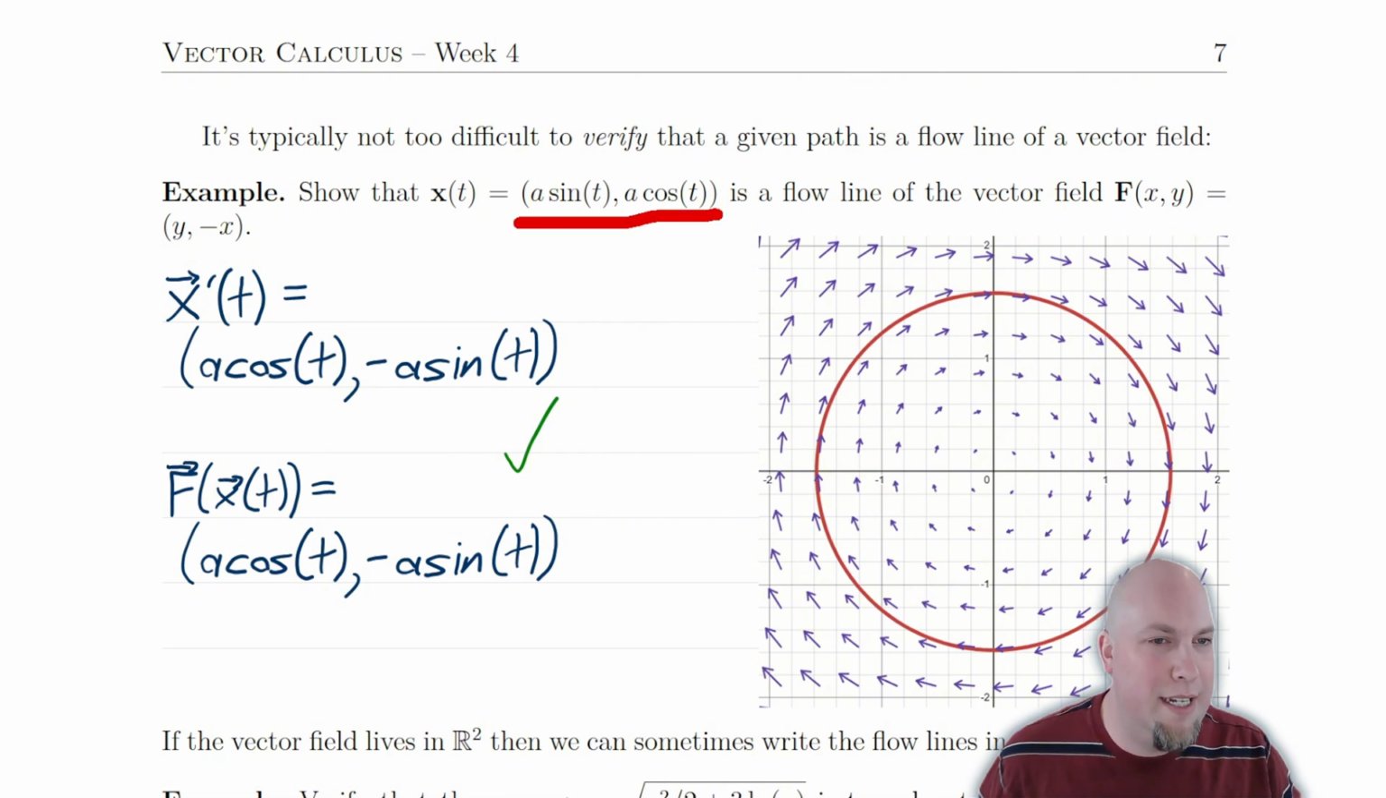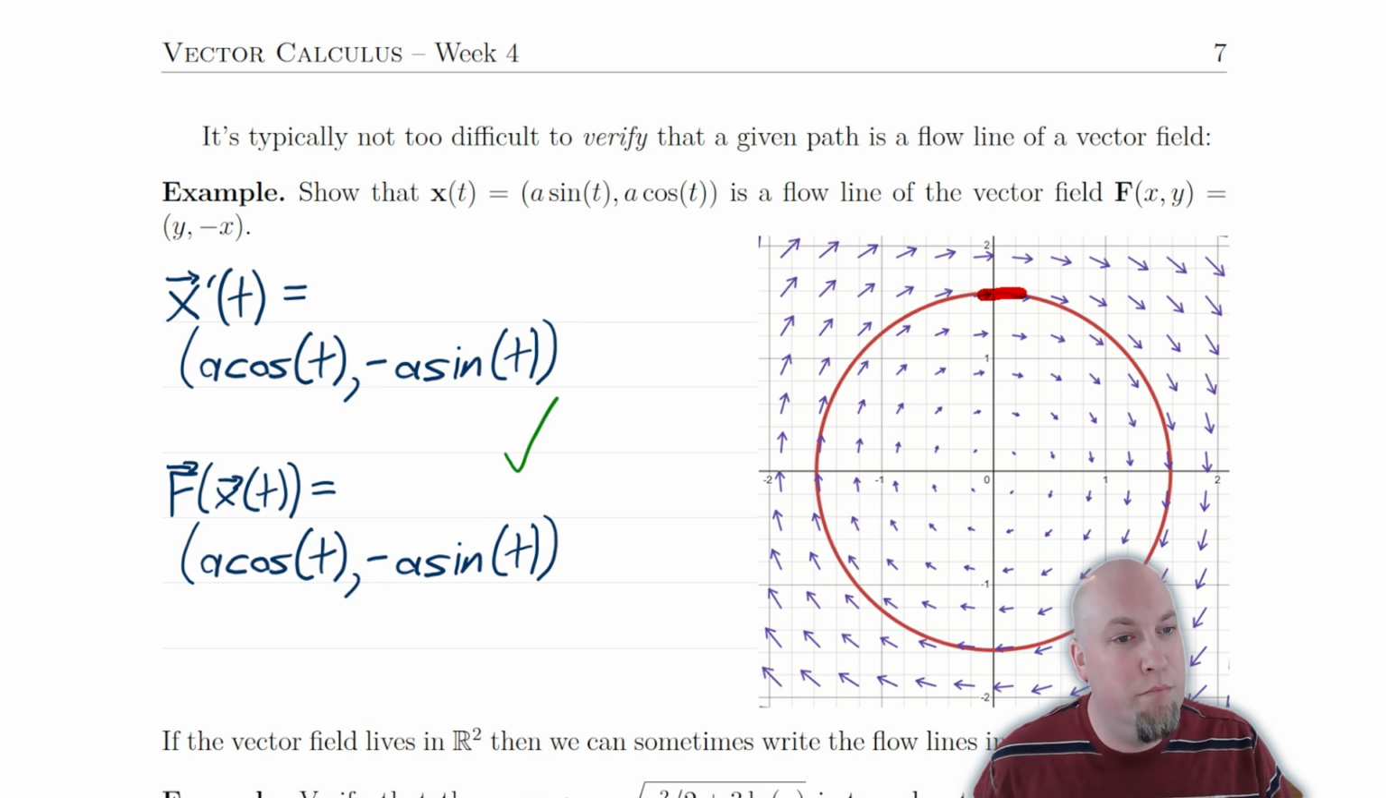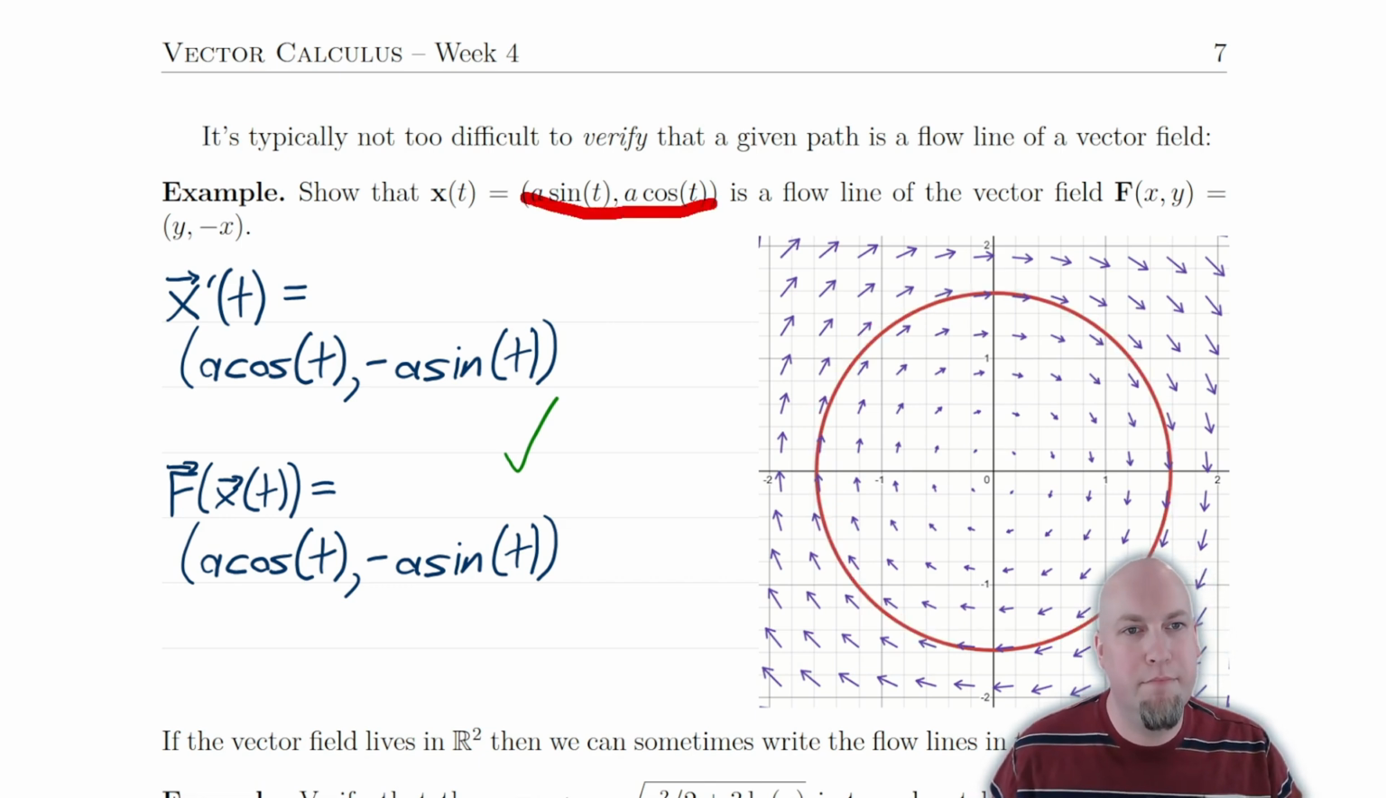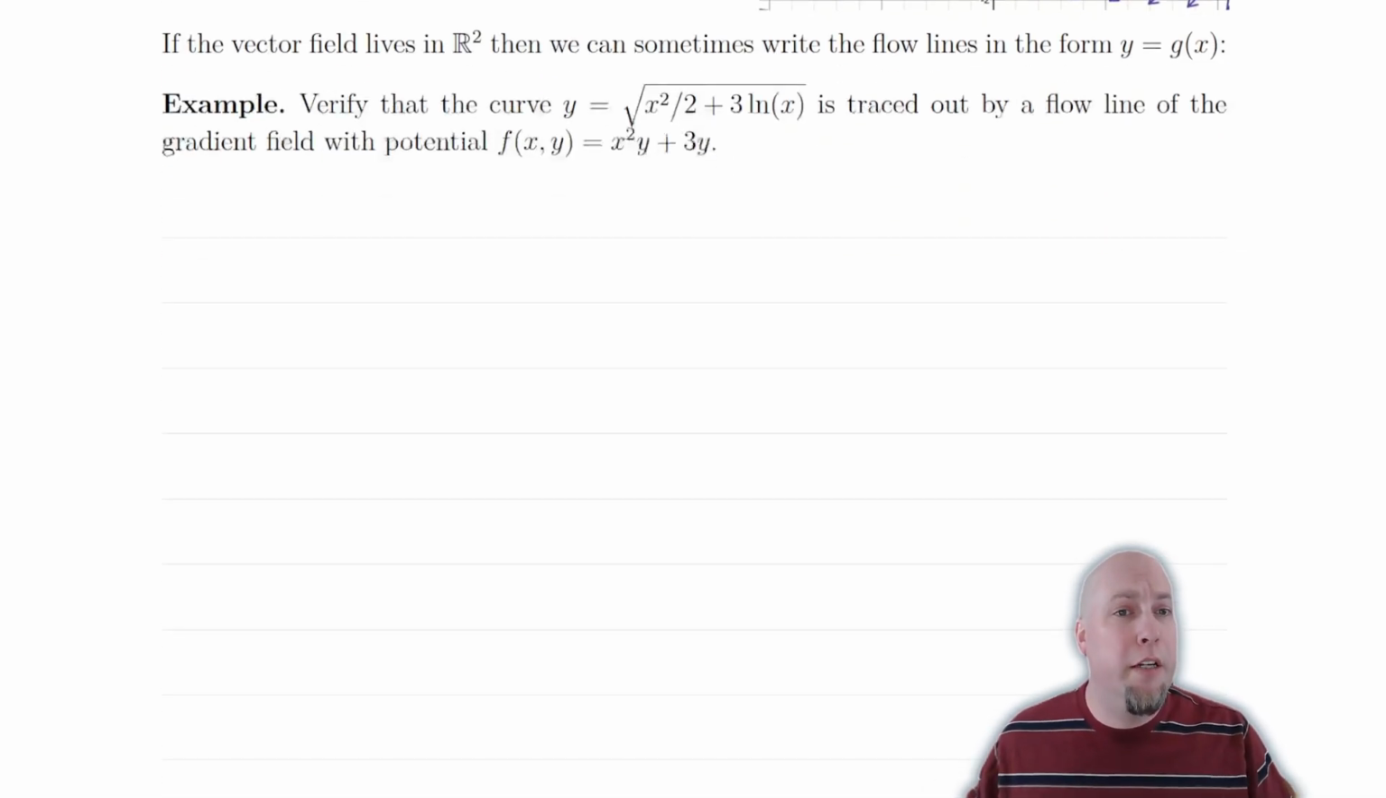Here, with sine first and then cos, it's parameterized going clockwise, which I need. I need the direction of motion of the flow line to be the same as the direction of motion of the vector field. So that's why I made that change there. Okay, let's go through a bit of an uglier example now.